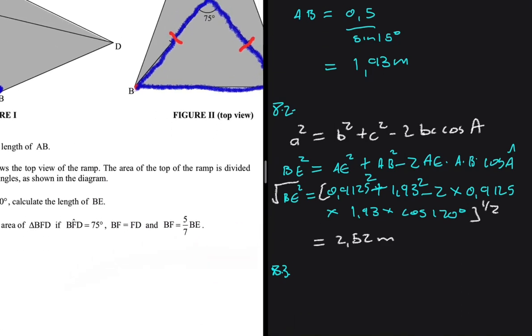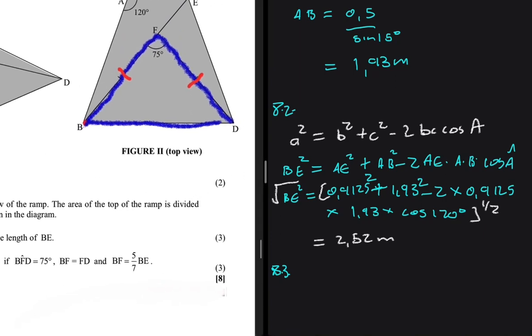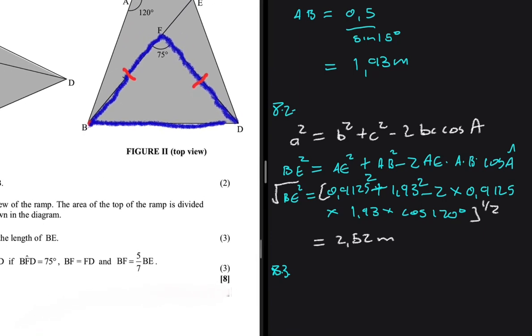If angle BFD is equal to 75 degrees, that is there on our sketch, right? It is indicated on our sketch. And then BF is equal to FD, like we've already established, and BF is equal to 5 divided by 7 BE, right?